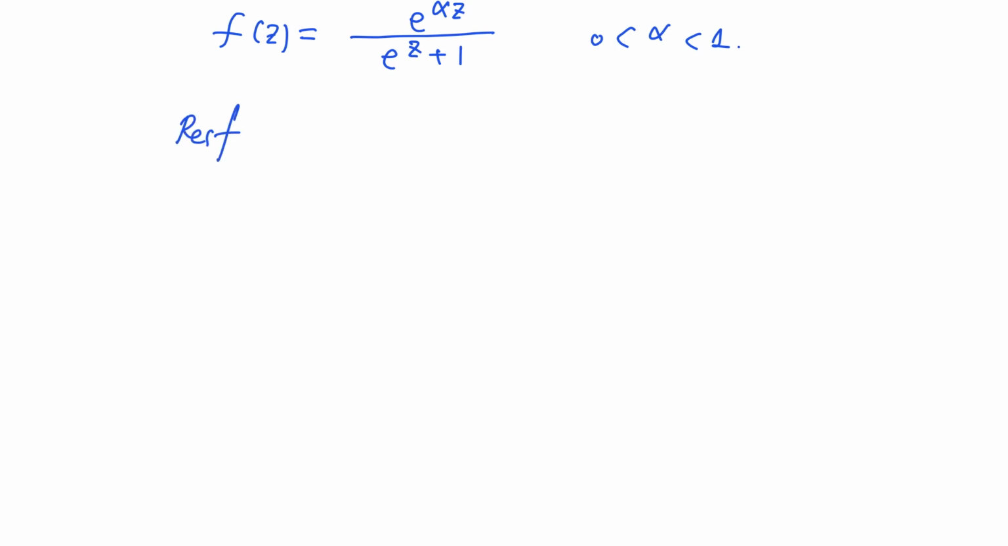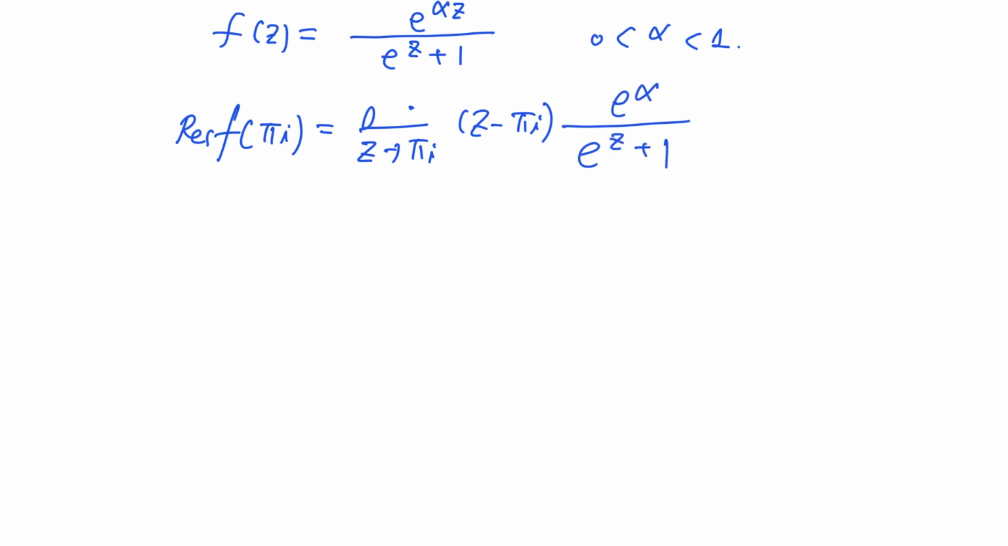So f(z) is exponential alpha z over exponential z plus 1. Alpha is between 0 and 1. So what is the residue? At pi i, it's the same as z equals pi i, z minus pi i, times exponential alpha z over exponential z plus 1, right?